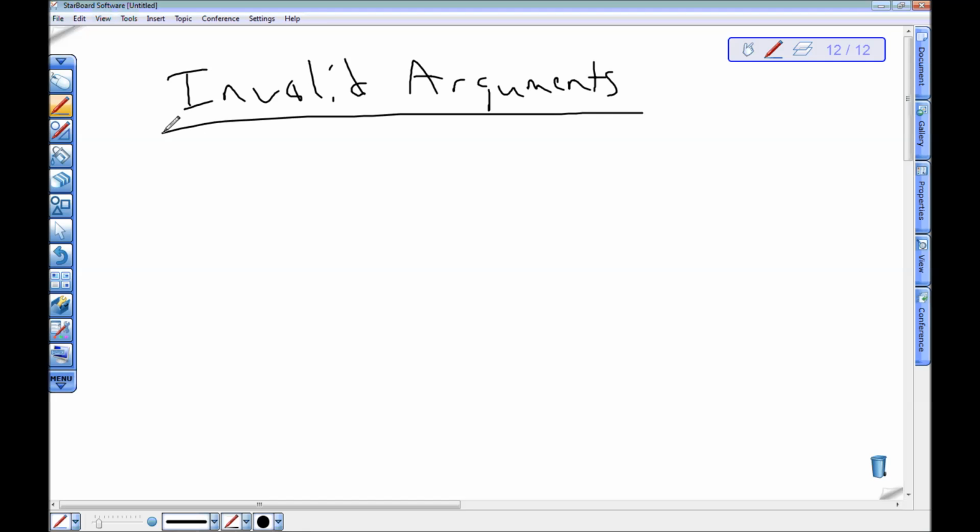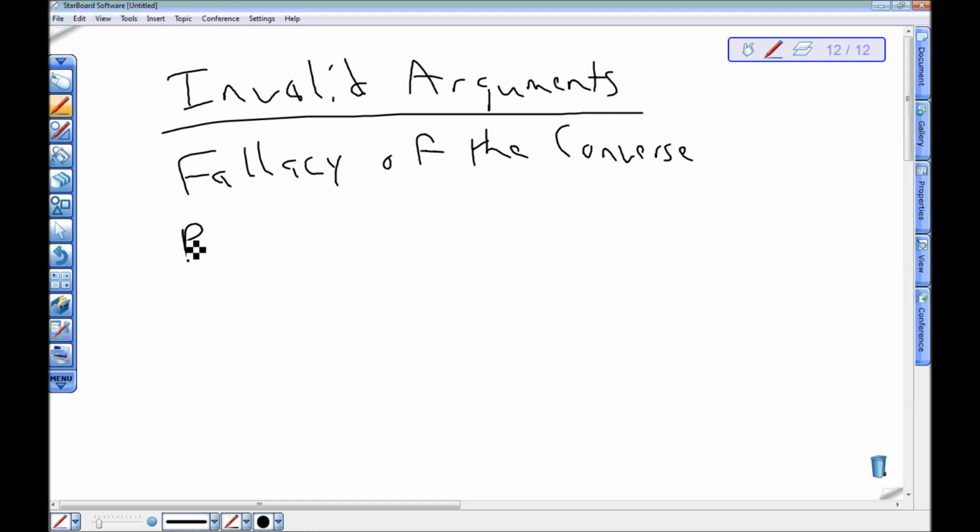But here we go. So the first one is the fallacy of the converse. So if P then Q is a premise and Q is a premise, if the conclusion here is P, that's an invalid argument. Okay, if P then Q, and I know Q, I can't get from that P. This is an invalid argument.